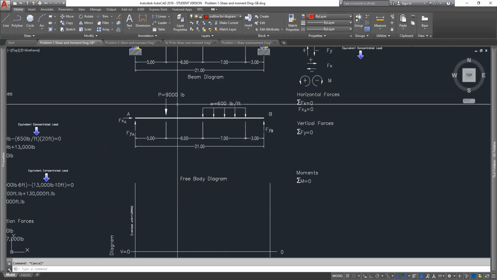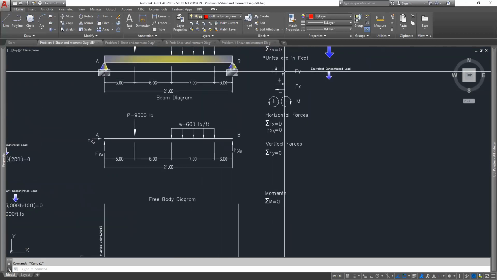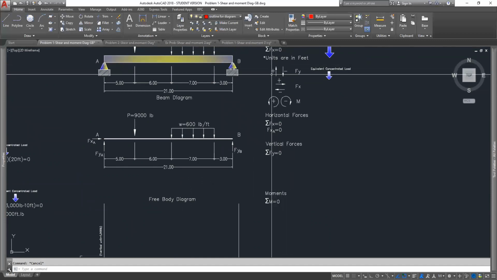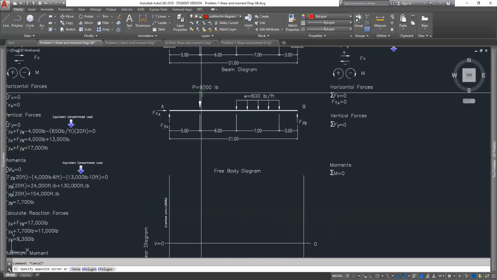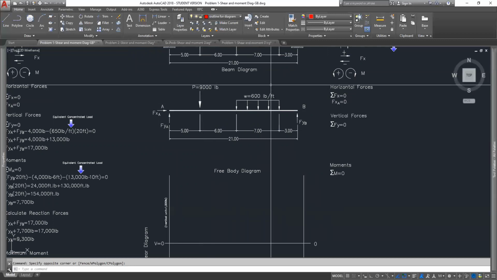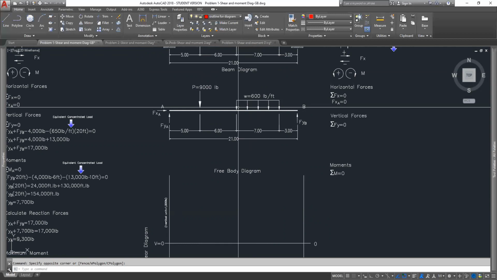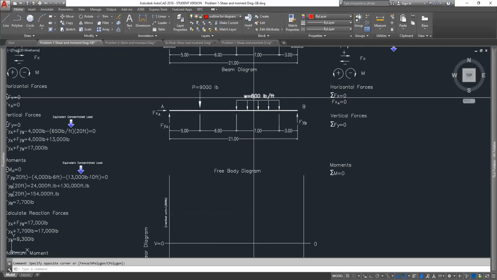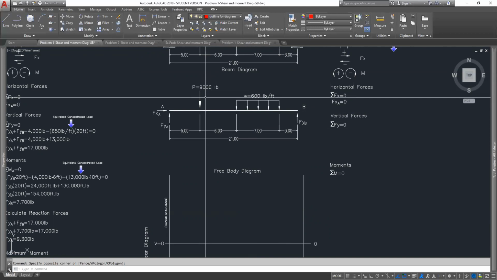Now, how do I know that those are negative forces? They're going down. And if you remember our sign conventions, forces going down are considered negative. Forces going up are considered positive. So we have these two negative forces coming down on the beam that are causing stress on the beam. We have this force here coming down at 600 pounds per foot for a given distance, so that you have a total force of 600 pounds per foot times the 7 feet. And you have the 9,000 pound force coming down.